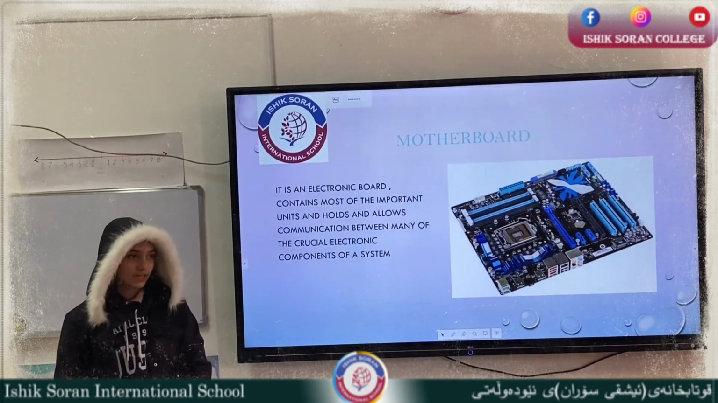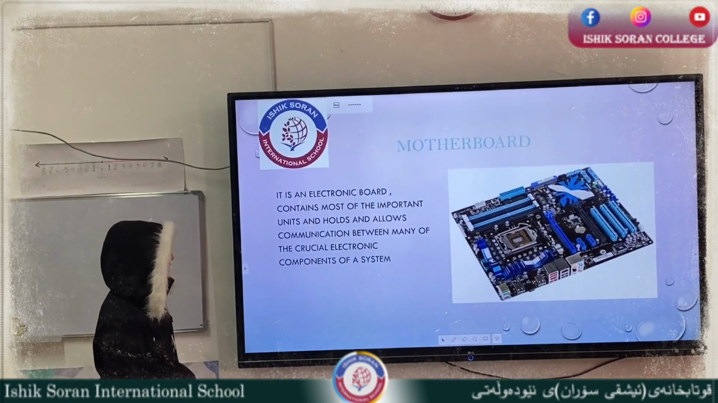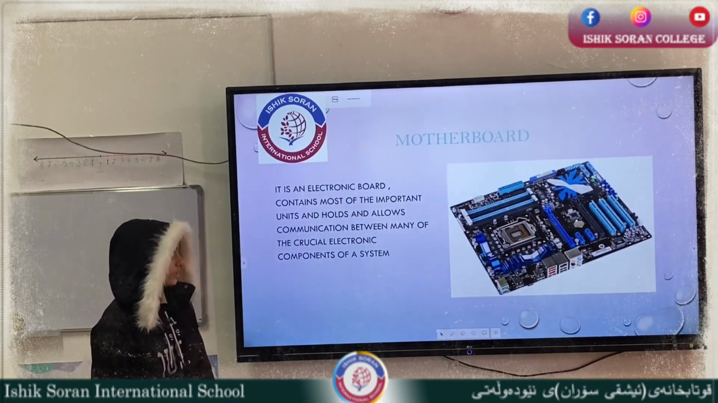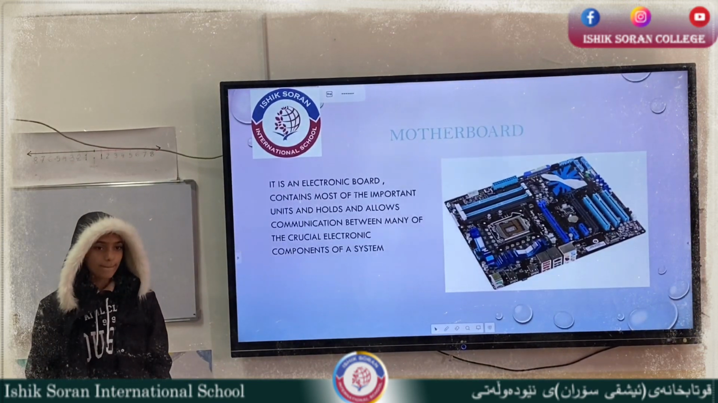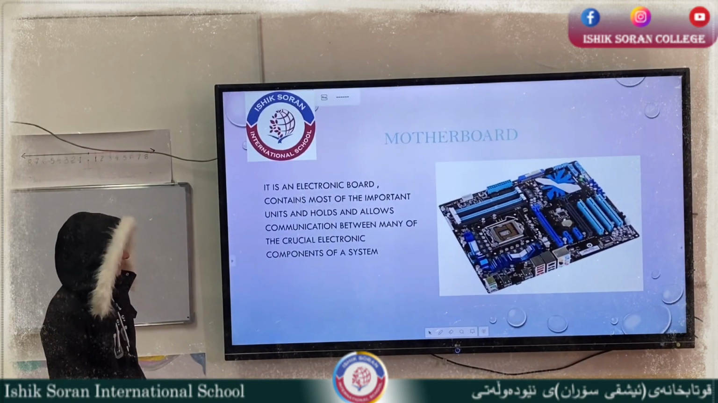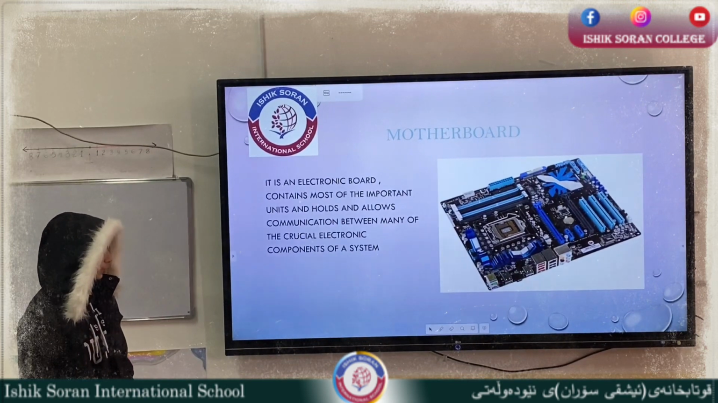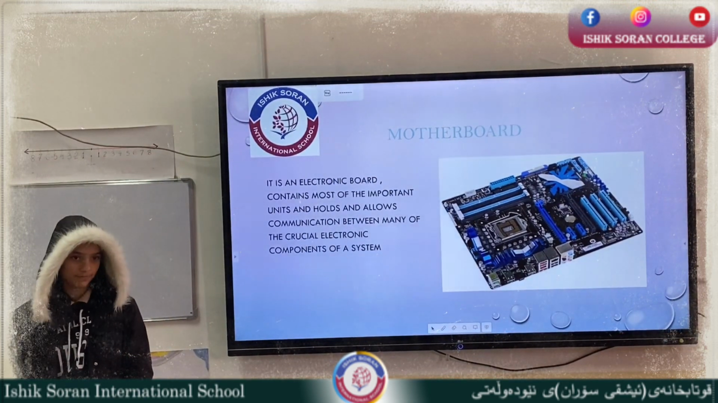Motherboard. It is an electronic board containing most of the important units and holes that allows communication between many of the crucial electronic components of the system.